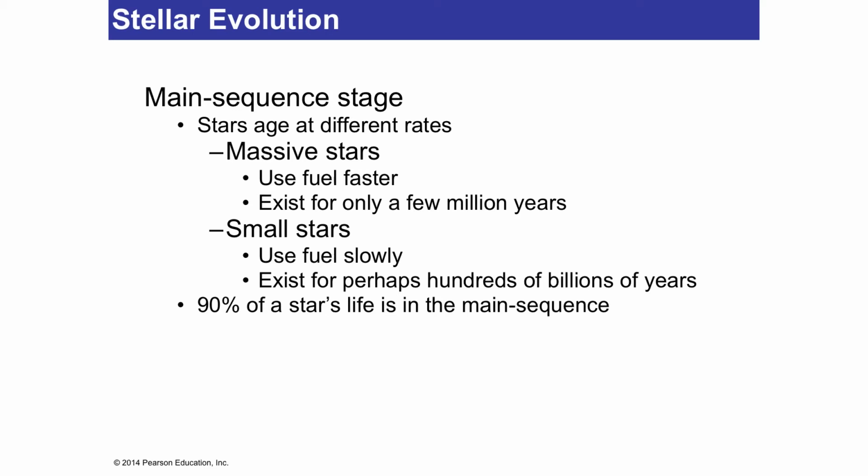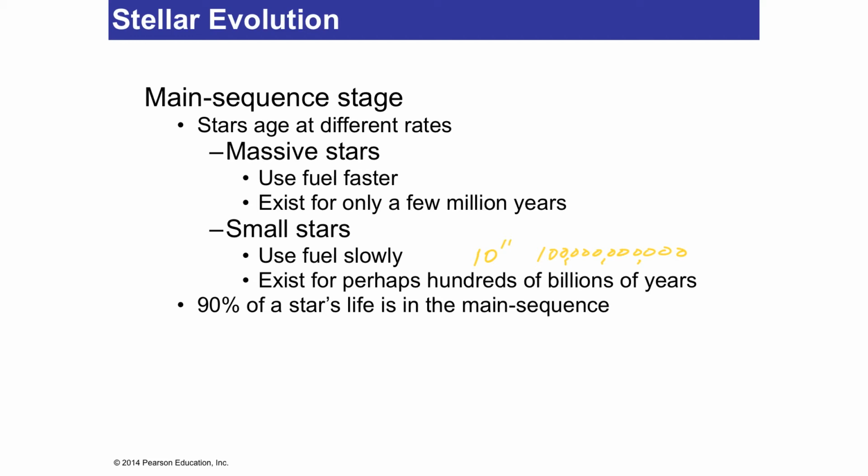Okay, it's just conservation. So a small star that's burning fuel slowly might last something like 10 to the 11th years, which means 1 with 11 zeros. Let's see how long that is. So 1,000 million, 100 billion. Wow, that's a long time.